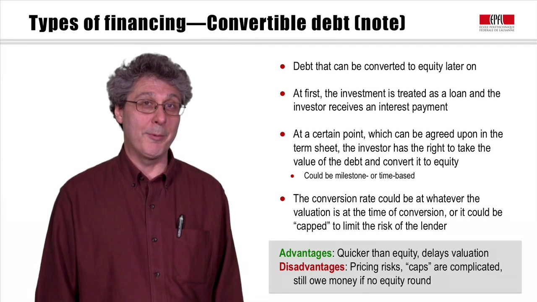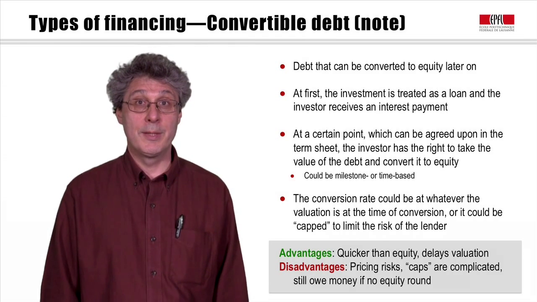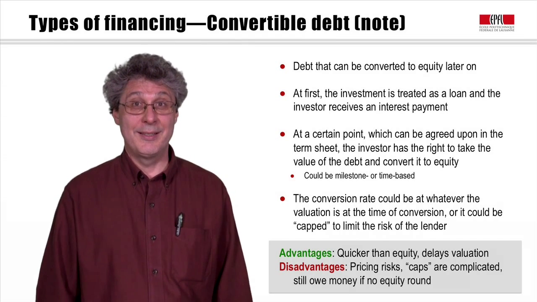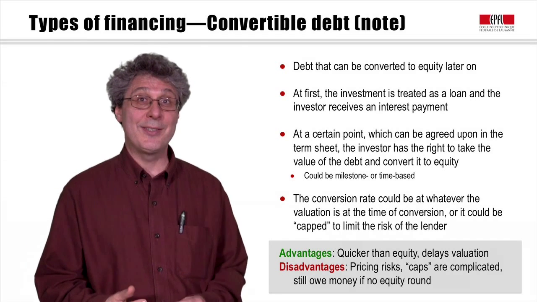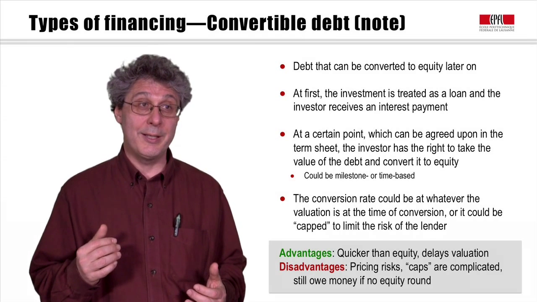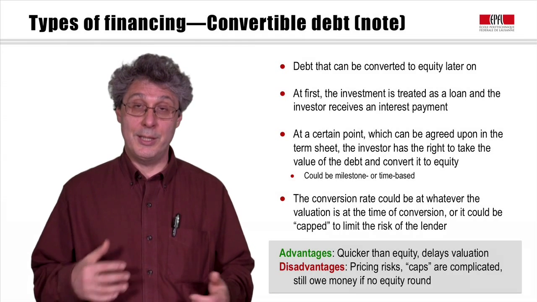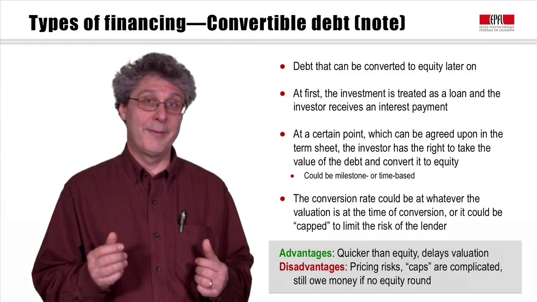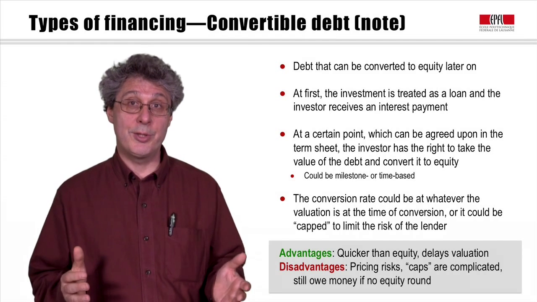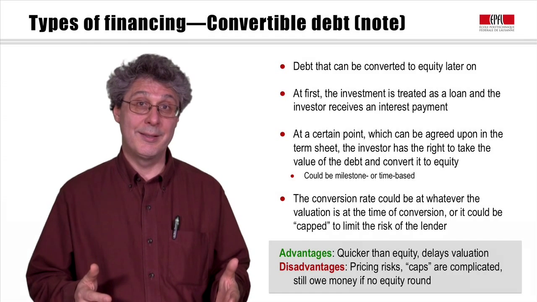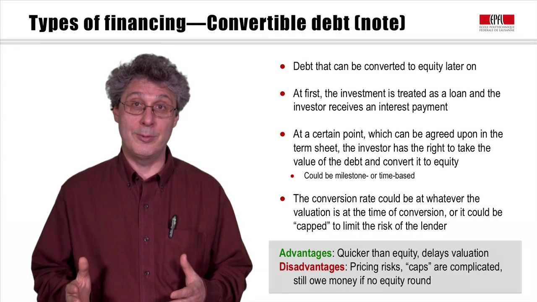The last type of financing that we want to talk about today is called convertible debt or convertible note. Now that is debt that can be converted into equity later on. So in the beginning stages, the investment is treated as any other loan, and the investor receives interest payments. However, at a certain point, which can be agreed upon in the term sheet, the investor has the right to take the value of the debt and convert it into equity.